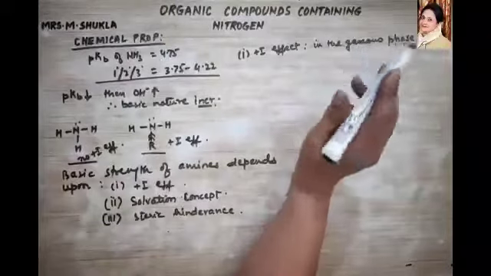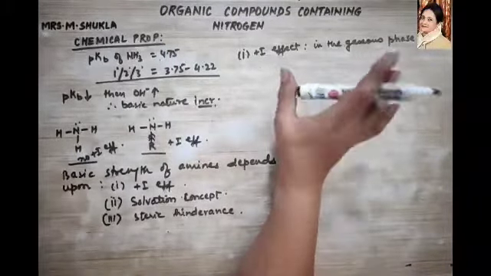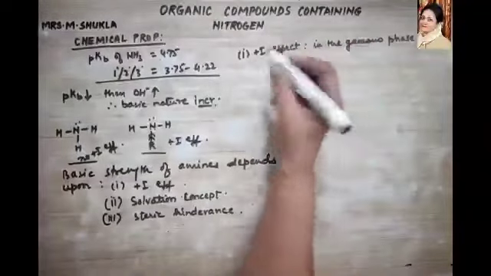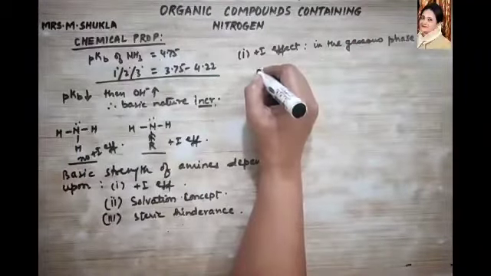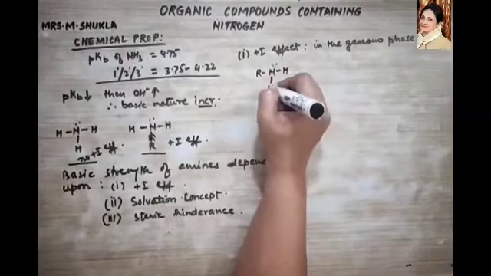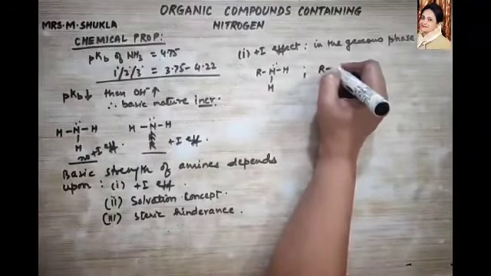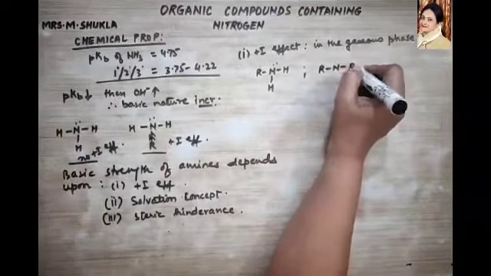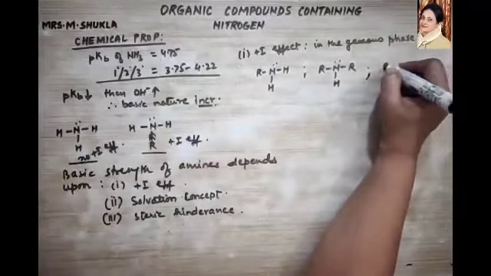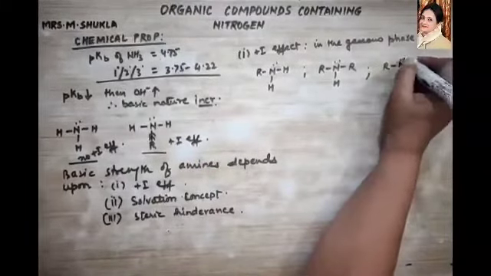So the plus I effect is preferably used in the gaseous phase. Over here the basic nature means what? To donate electrons easily. So look at the primary amine, R-NH2, then I'm writing your secondary amine, and thirdly your tertiary amine, R3N.